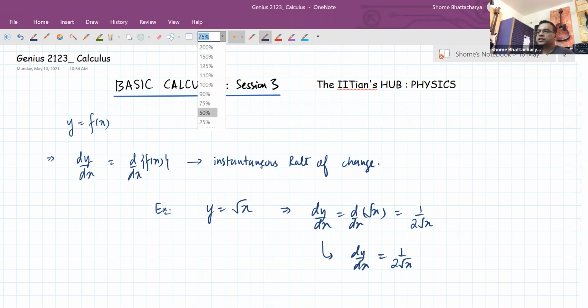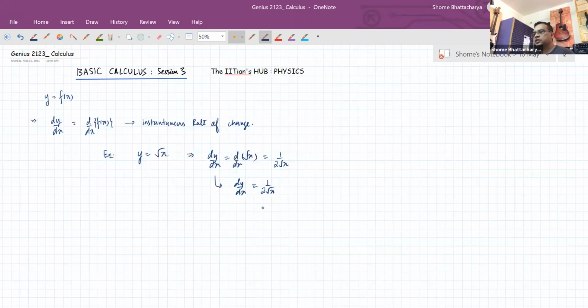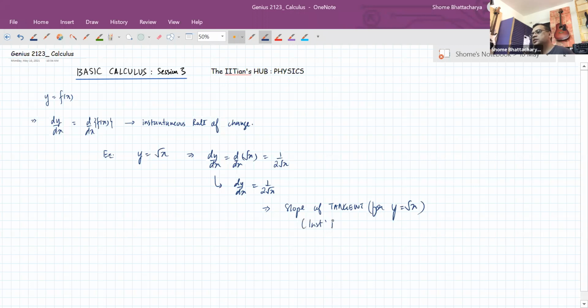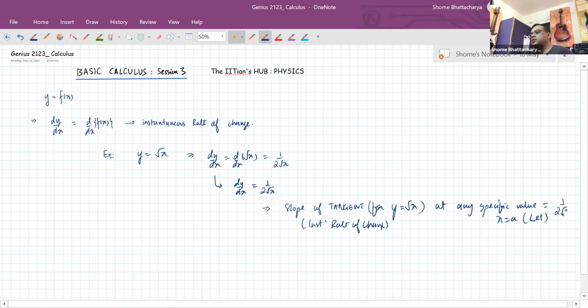Now we understand that once we get this, we can say that the slope of the tangent for the function y is equal to square root x, which also means the instantaneous rate of change, at any specific value of x, let's say x equal to a, is equal to 1 by 2 root a. So that is the interpretation of this process of differentiation.